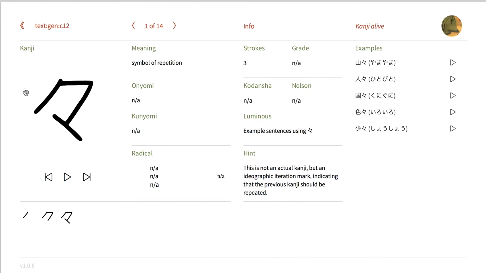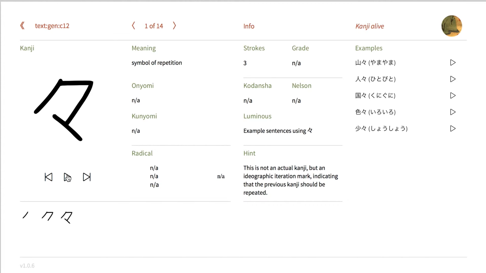I wanted to do the second because this is a very strange kanji. It's not like the other kanji because it is a symbol of repetition. As the hint says, this is not an actual kanji, but an ideographic iteration mark, indicating that the previous kanji should be repeated. And we see over here on the sides, we have hitobito, a plural for people, kuniguni, countries, plural, iroiro, various, shoshō, a little bit, somewhat, with the kanji for small, sukunai.